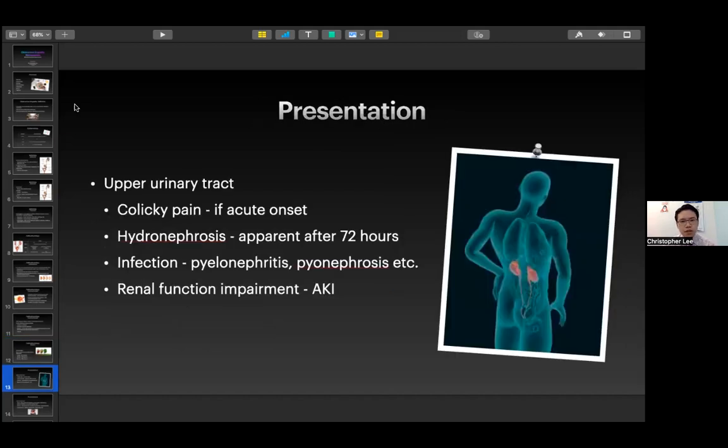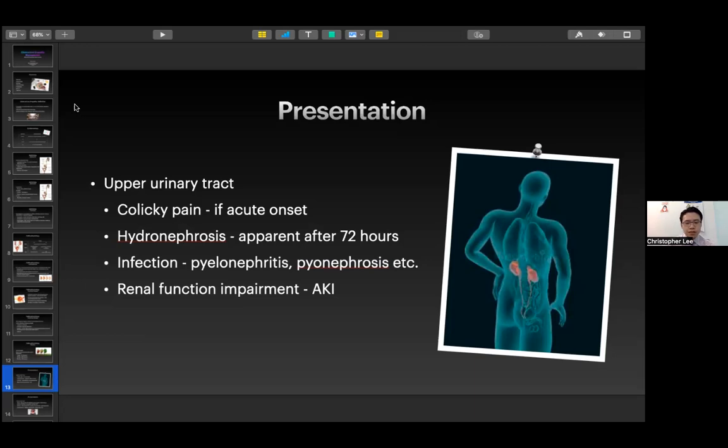Okay, the next part is the clinical presentation of the patient. Of course, this depends on the level of obstruction. If the obstruction occurs in the upper urinary tract, the patient will probably complain of colicky pain if the obstruction is of an acute onset. So the patients that you get in emergency who present with obstructive uropathy generally have 3 main symptoms, which are pain or fever, or they come with some acute kidney injury.